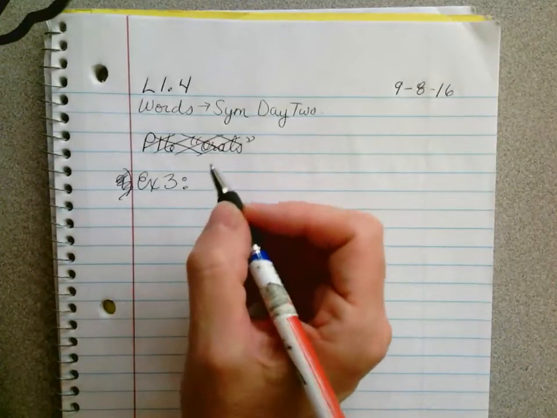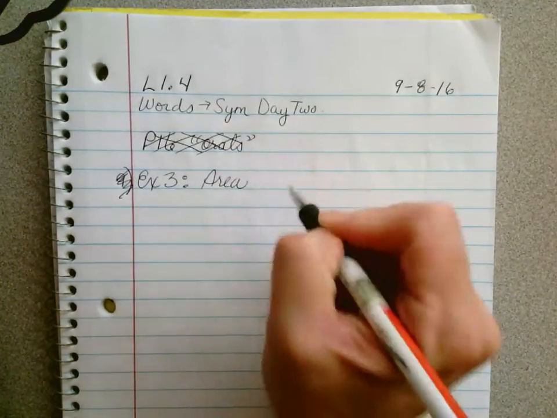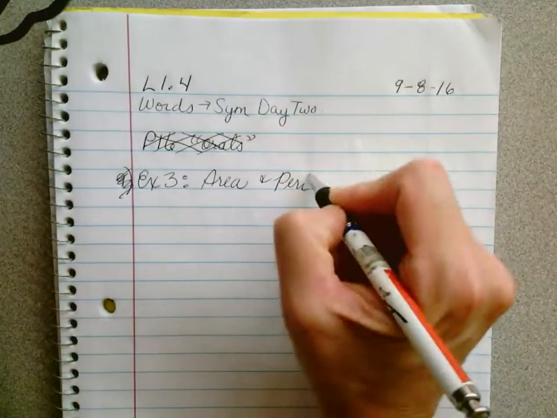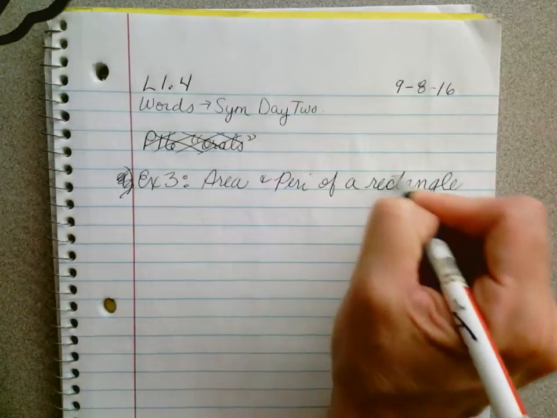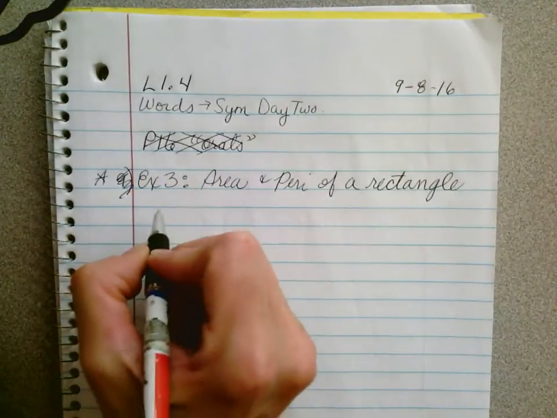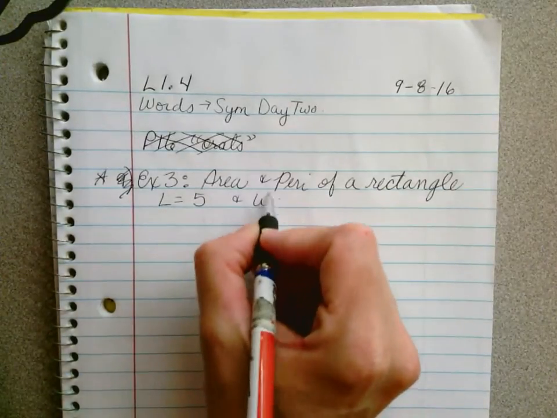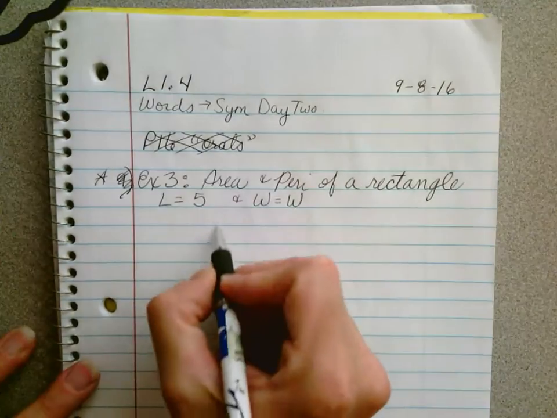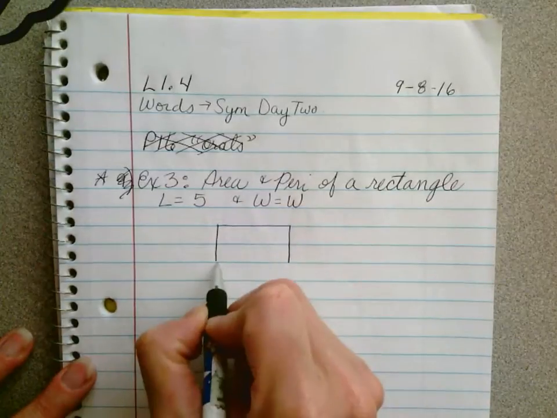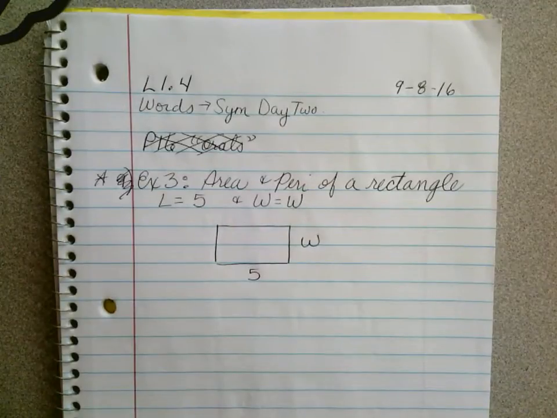So here's example 3. Find the area and perimeter of a rectangle. Mine's going to be different, and remember, it's not going to be what's in your book. So with a length that equals 5 and a width that equals W. Well, bear with me. Let's sketch it out. The sketch does not have to be anything awesome. It simply has to illustrate, if you use a sketch, what you have.